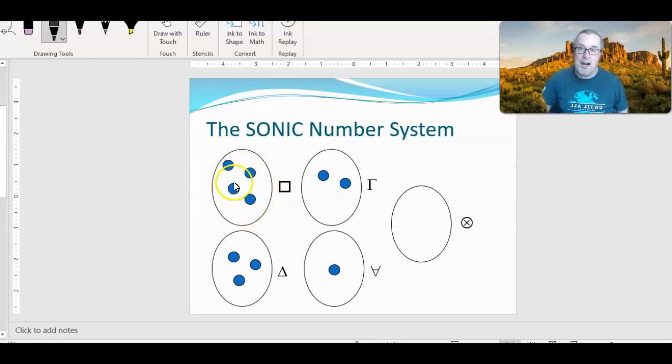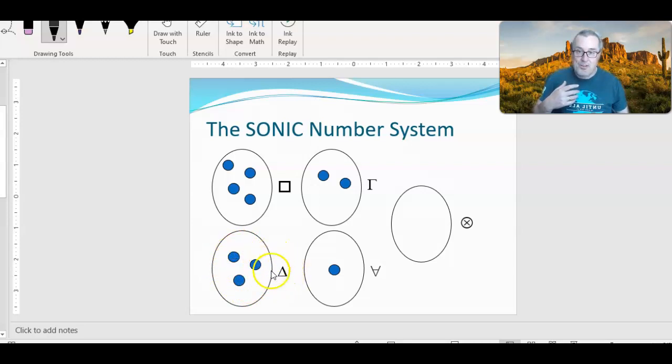I'm using these little blue dots as just a representation of a quantity. So suppose I had 4 blue dots. If I wanted to communicate to the world that I had 4 blue dots, I would use this symbol right here. Now, I know you're used to our traditional number system, the number 4, but I'm inventing a new number system, and in that number system a square is going to be used anytime we want to communicate that we have 4 items.